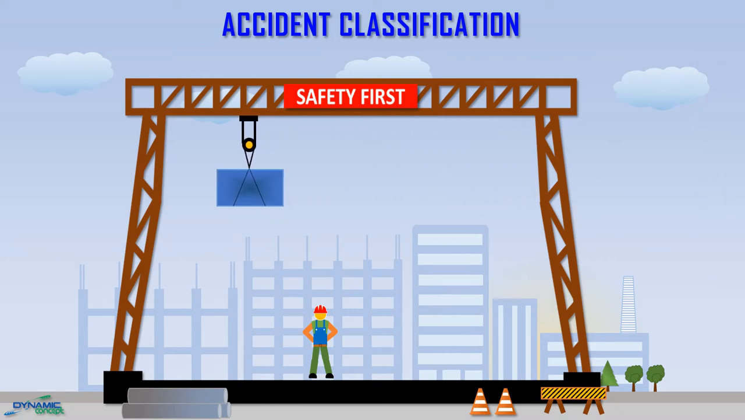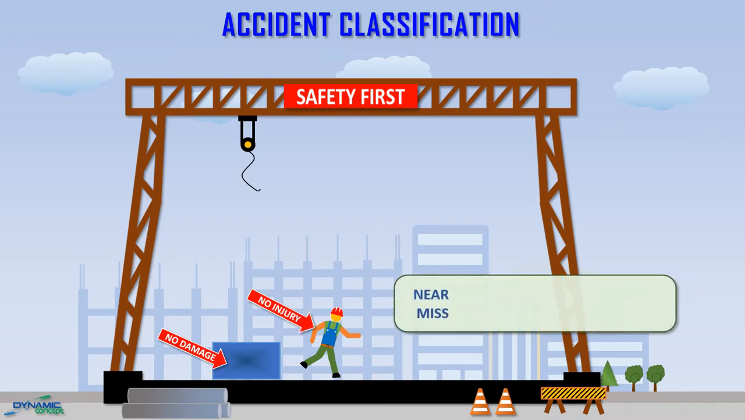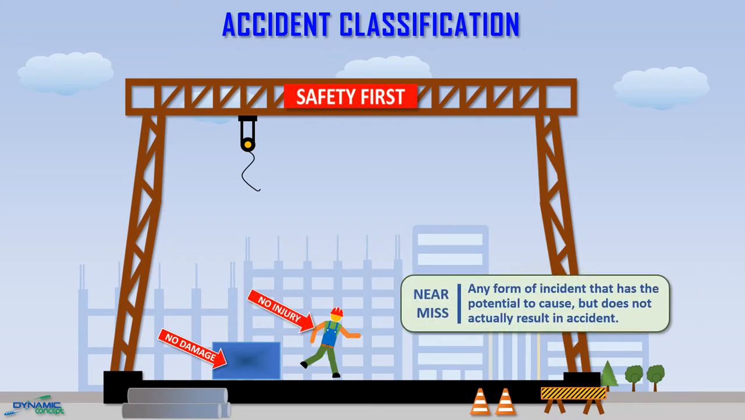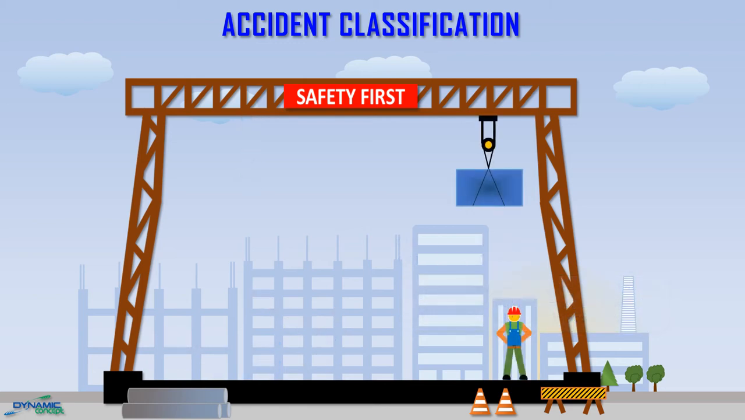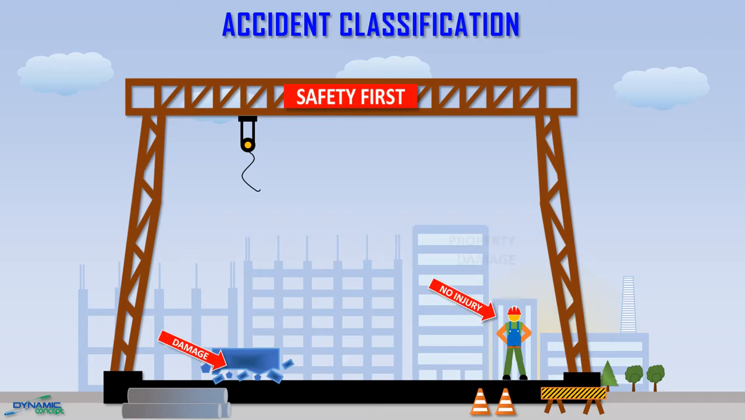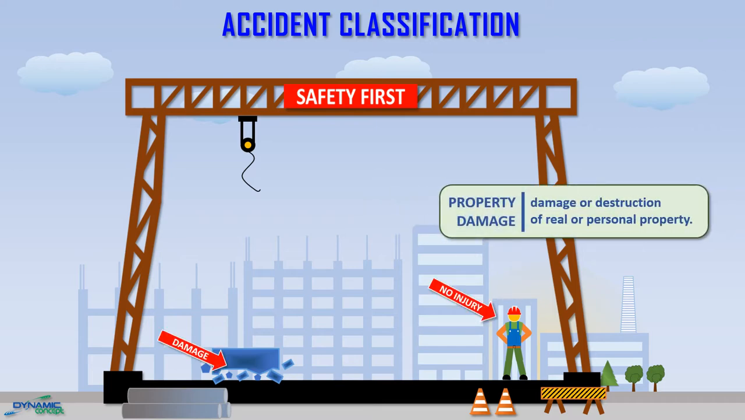A near miss is any form of incident that has the potential to cause but does not actually result in injury, property damage, or an interruption to normal operation. Near misses also may be referred to as close call or near accident. Property damage is damage or destruction of real or personal property caused by negligence, willful destruction, or act of nature.